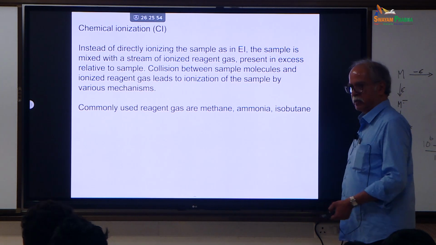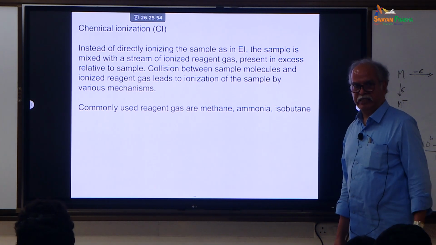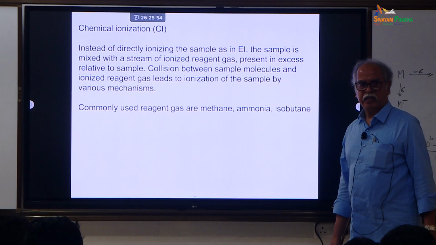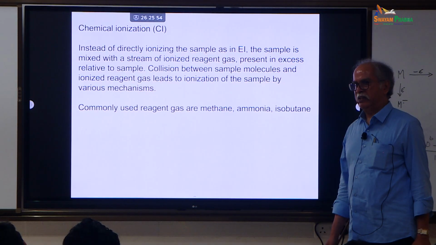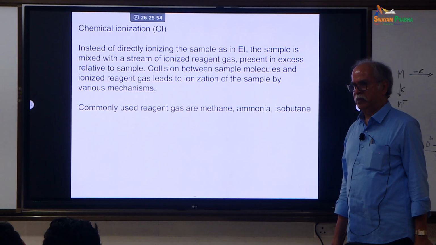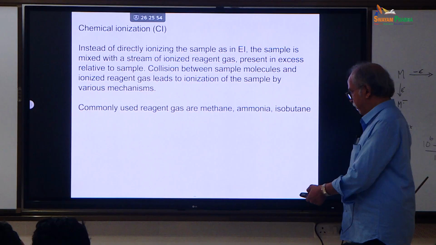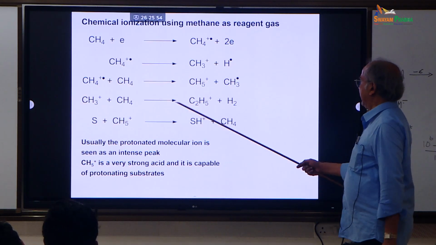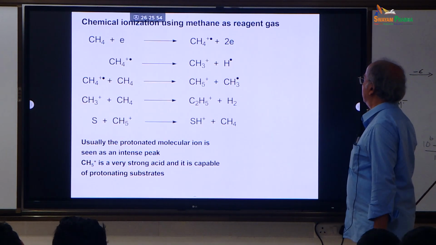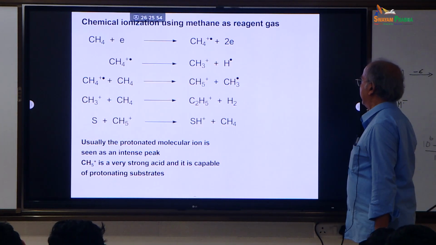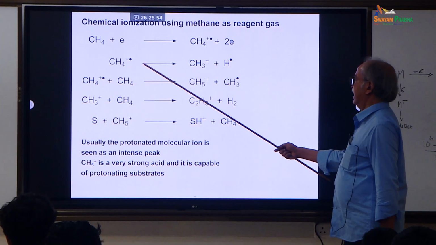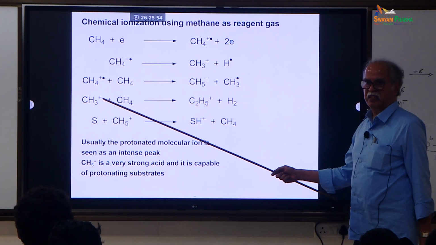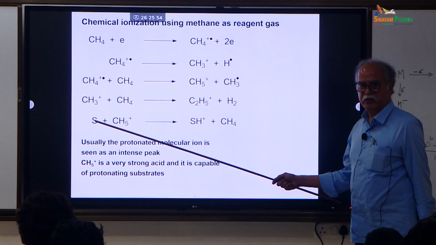In chemical ionization mass spectrometry, instead of directly ionizing your substance, you ionize a gas along with the substance, and the gas molecule ion transfers the proton to your compound. Methane, for example, is used as a reagent gas. It is taken in a sufficiently large concentration so that in the gas phase there is more of methane than your compound.